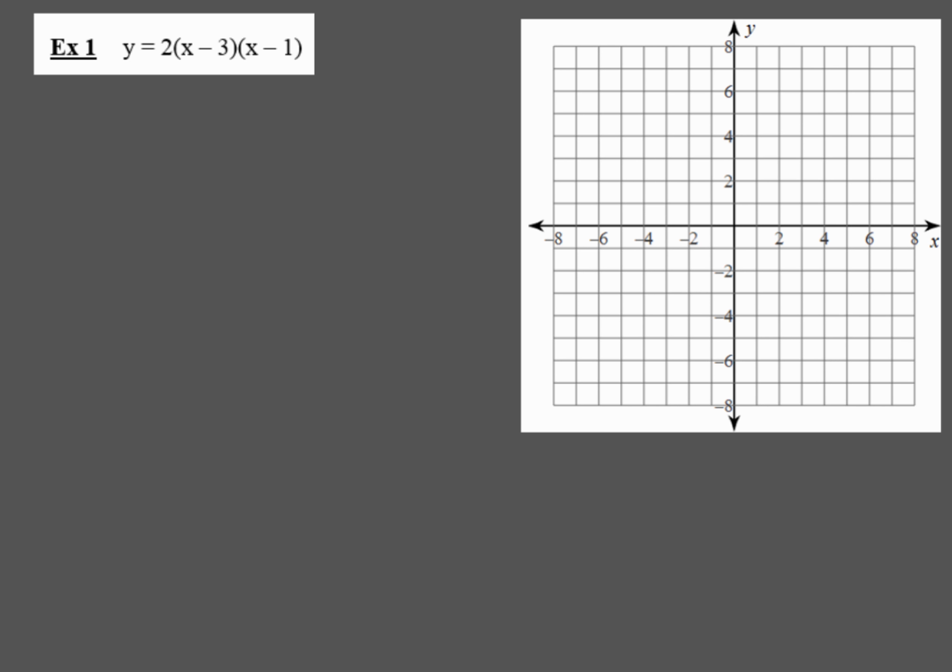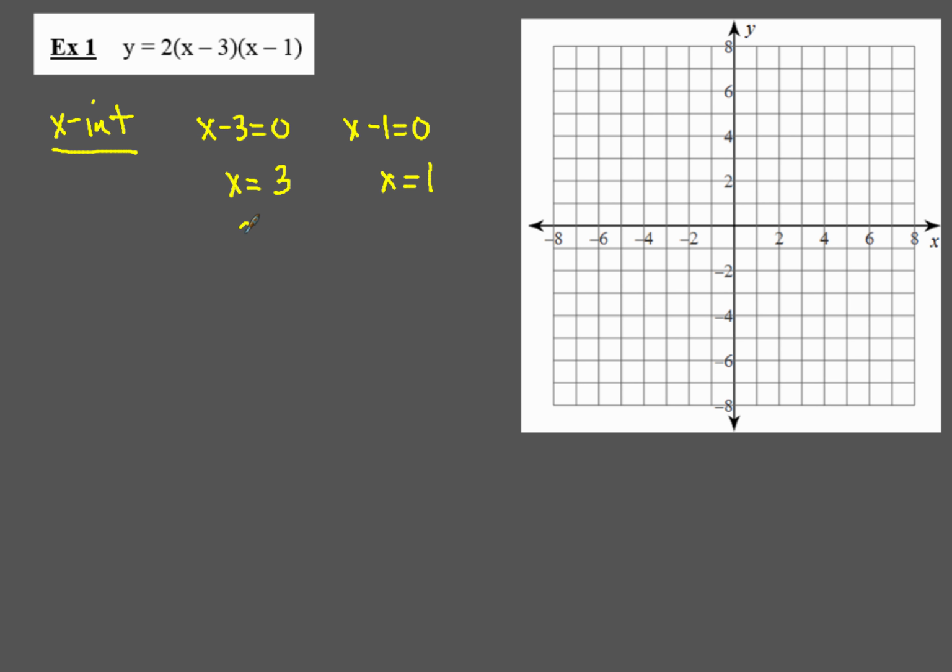Now in our first example here, we have y equals 2 times quantity (x minus 3)(x minus 1). So of course we're going to get after our x-intercepts first. To find your x-intercepts, you're going to take each one of those two factors in parentheses, those two binomials, and set each one equal to 0. And then solve it. So the first one you'll get 3, and then the second one, x minus 1 equals 0, you're going to get 1.